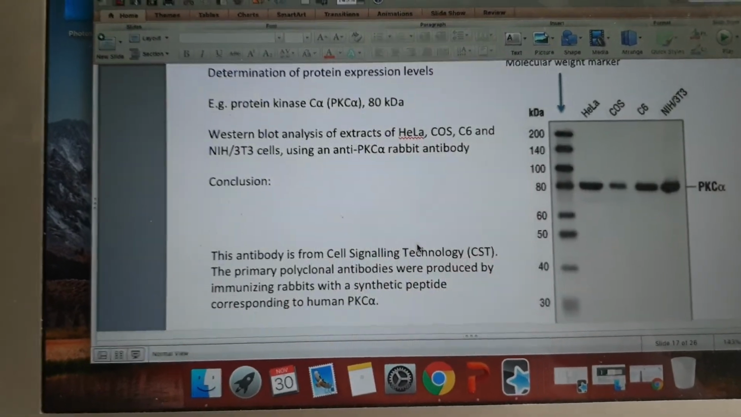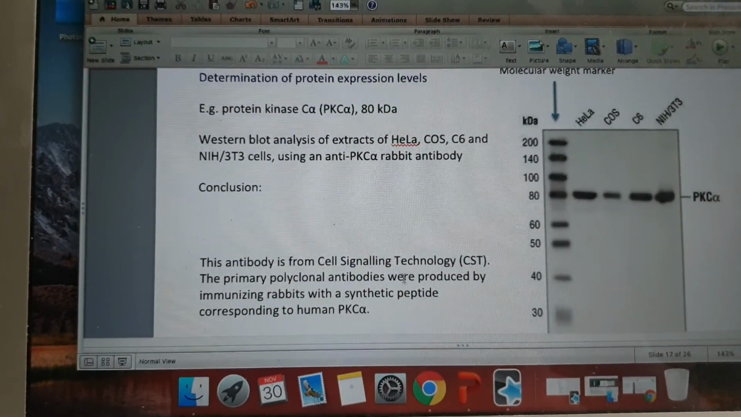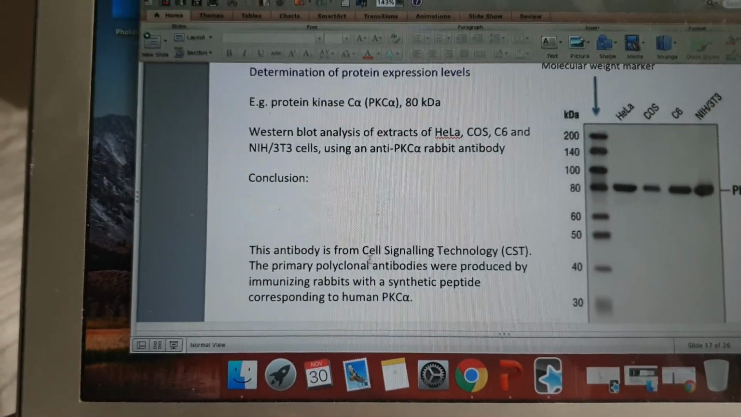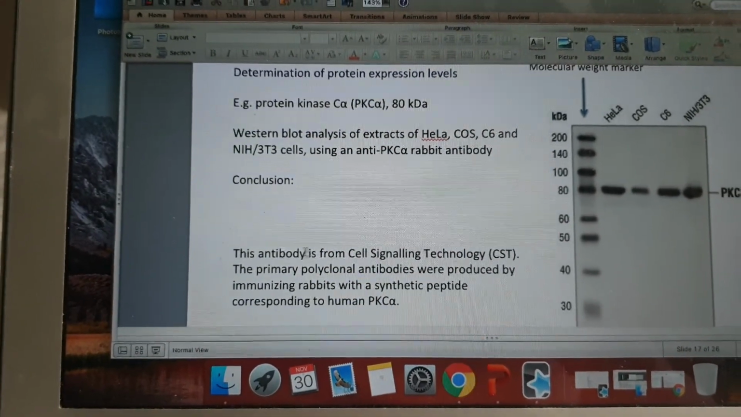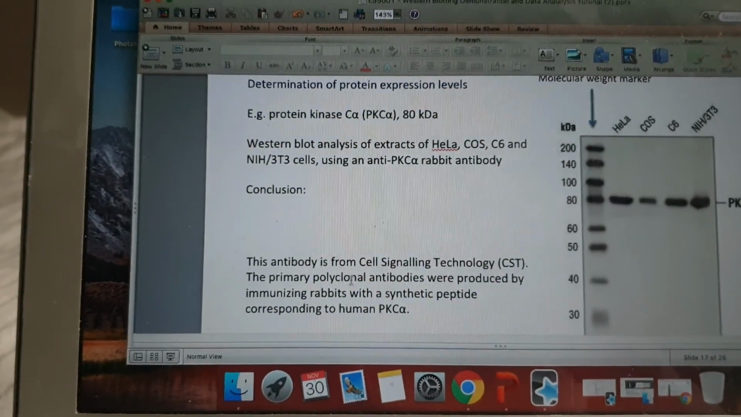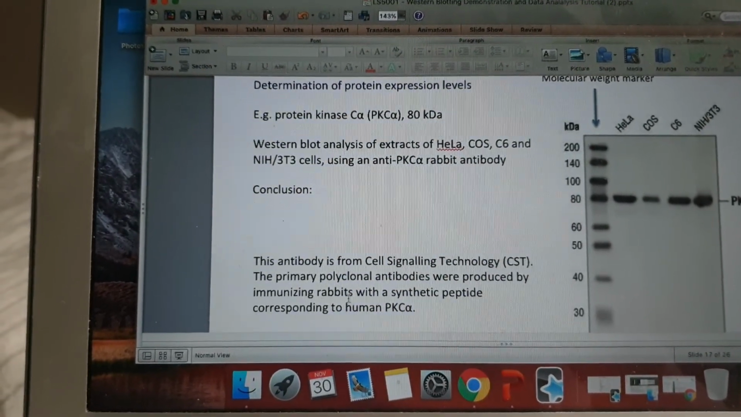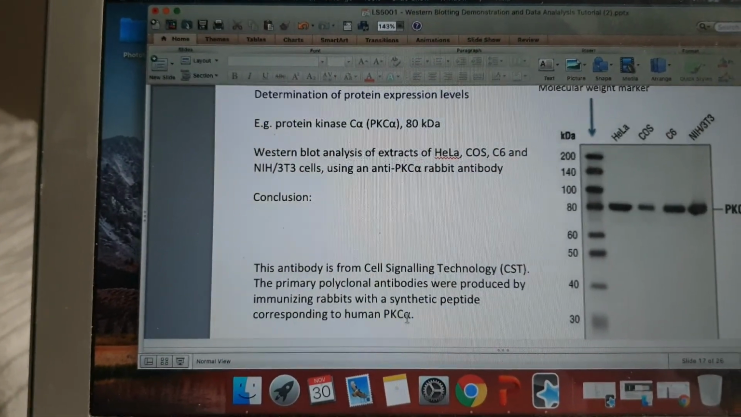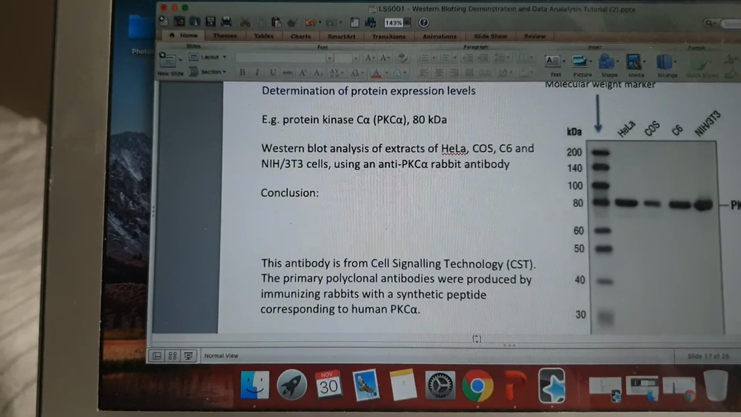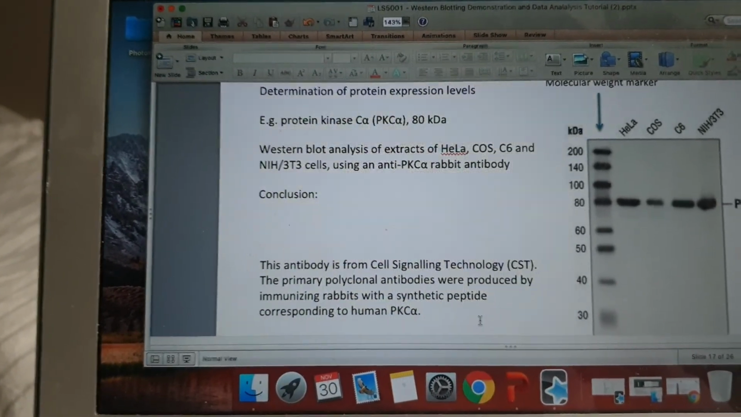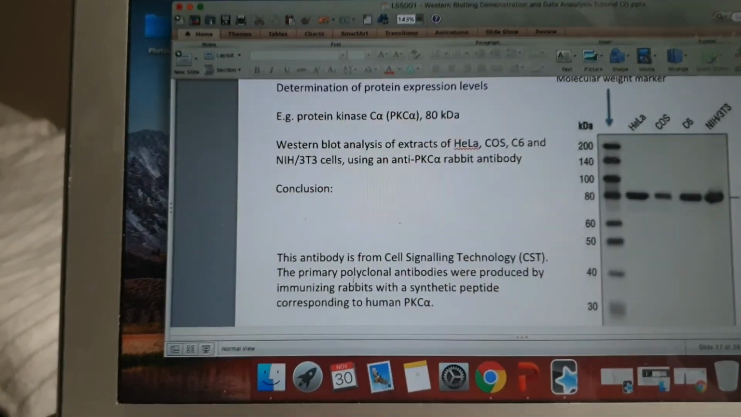I've gone into detail on how we've gotten these proteins and these antibodies, but this is just telling us a bit of background information. It says this antibody is from CST, and the primary polyclonal antibodies were produced by immunizing rabbits with a synthetic peptide corresponding to human protein kinase C alpha. So what does that mean? I did say this before, it was a bit convoluted, so I'll quickly say it again.